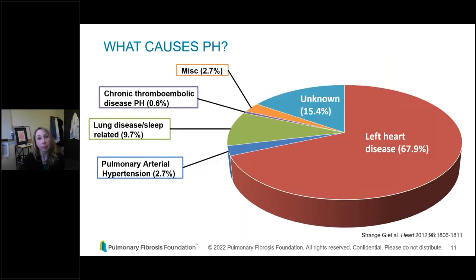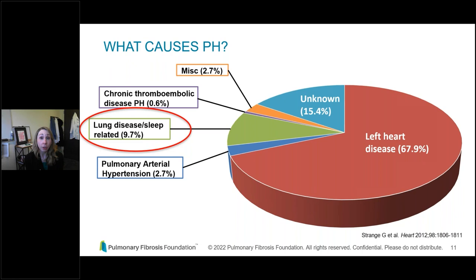I'm going to talk a little bit about the causes of pulmonary hypertension. Today we're going to focus here, this is from an Australian registry, but basically going through the causes. It's important to have an understanding of this, because even though one has interstitial lung disease and/or pulmonary fibrosis, you can still have other things too that can cause trouble, and it's important to make sure we're looking at the entire picture. In general, most pulmonary hypertension is related to left-sided heart disease.